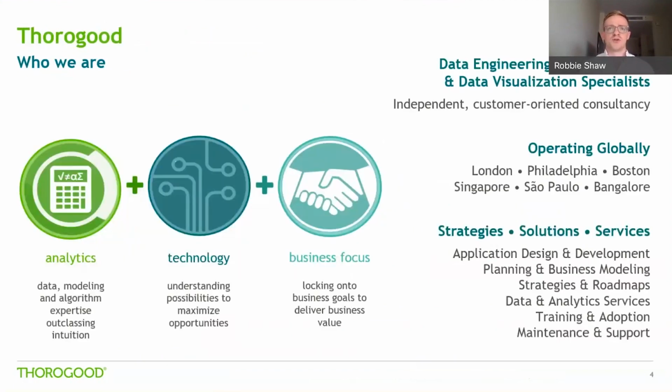So first of all, Thorogood, who we are. We're data engineering, data science, and data visualization specialists. We're also independent, which is really key in terms of being able to offer completely unbiased advice to whatever problems your business is facing that can be solved by analytics and technology. We operate globally, and we offer different types of strategies and solutions. We do full application design and development, working for customers, building out a full solution. But not just that, we also work on planning and business modeling, future planning with strategies and roadmaps for companies, and a lot of data analytics services and user support.